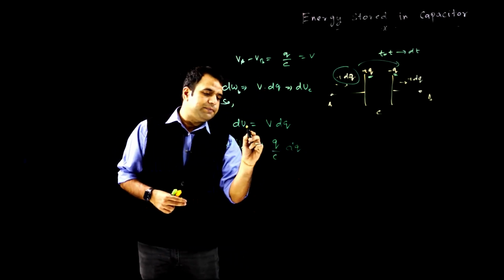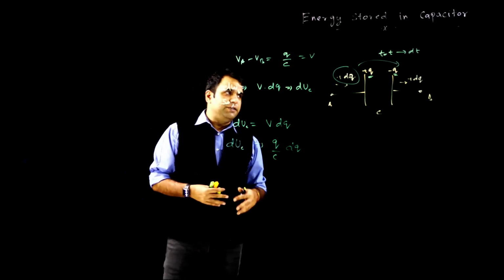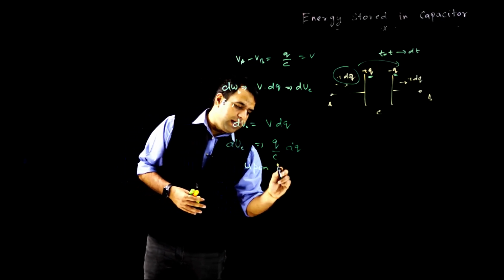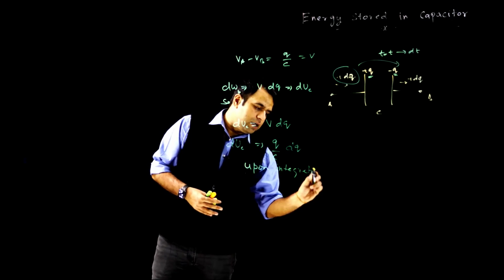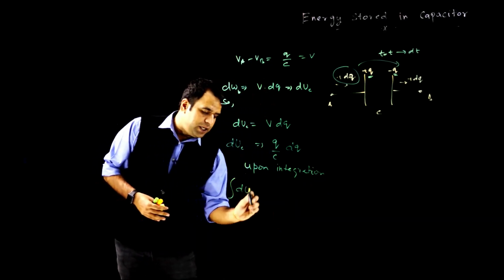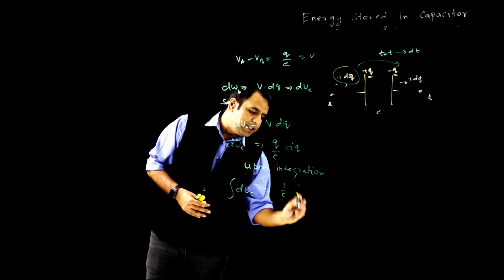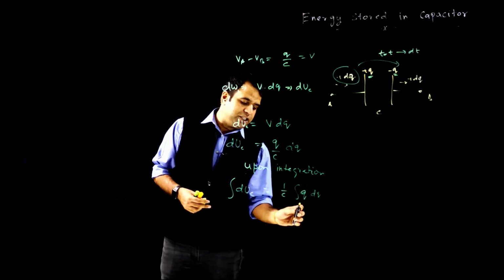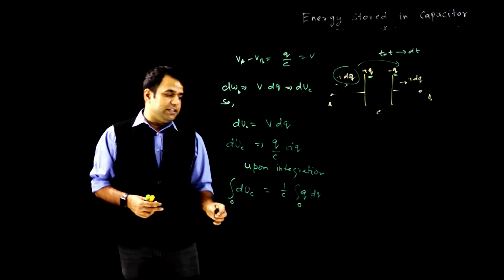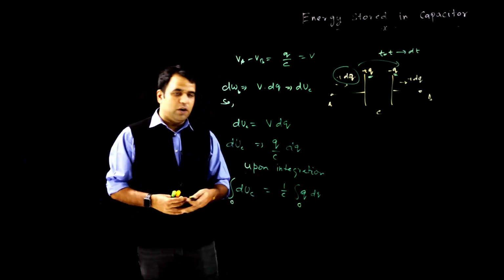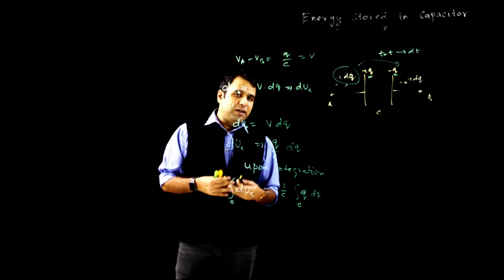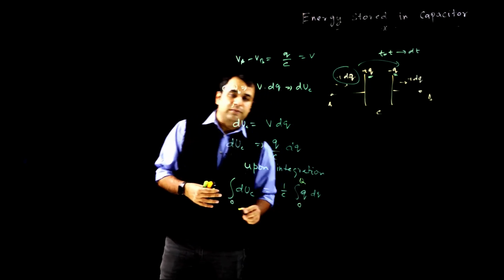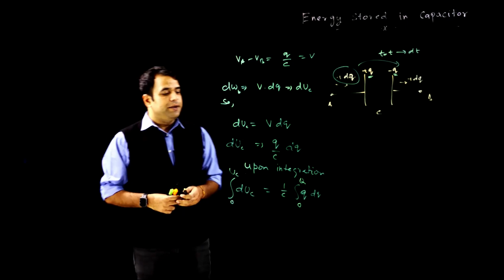That will be dU_C. Now to calculate the total potential energy stored in the capacitor, we will have to integrate this. Upon integration, we integrate dU_C, and 1 upon C, integration of Q dq. Initially the capacitor is completely discharged, so the charge is 0, and the potential energy stored is also 0, obviously, since there is no charge. At the end, the charge across the capacitor becomes Q, and at that time the potential energy stored will be U_C.